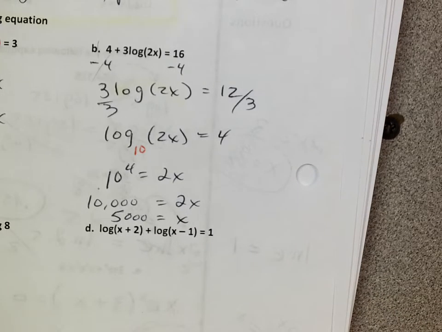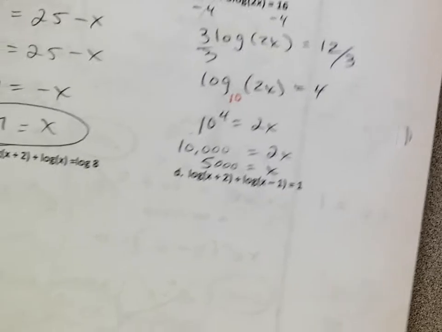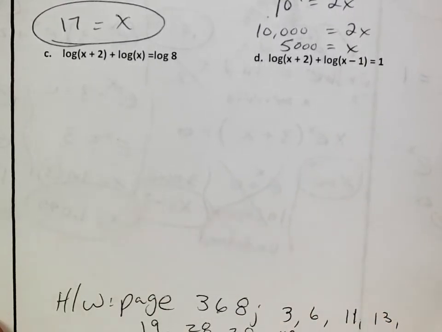Okay, C and D, here comes my favorites. I like these. We're going to get to FOIL and factor and all sorts of good stuff on this one. I like C. C's great.